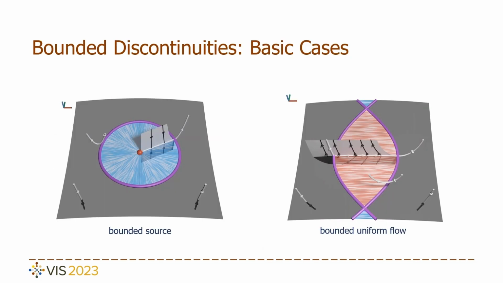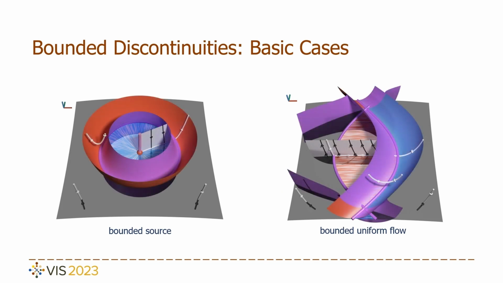We conclude this section with two basic cases of bounded sliding flow. Boundary switch curves can be closed curves like in this example of the bounded source, or they can intersect multiple times with other boundary switch curves to form closed regions of sliding flow, as seen in the example on the right.